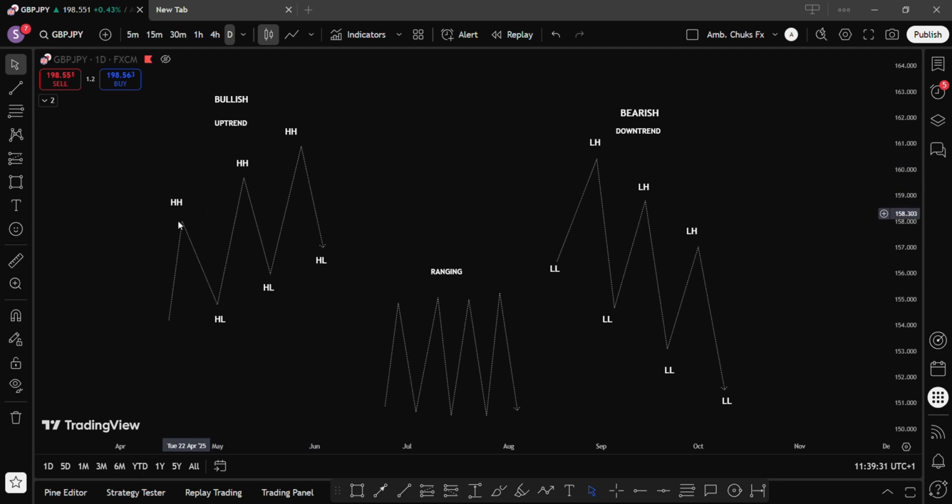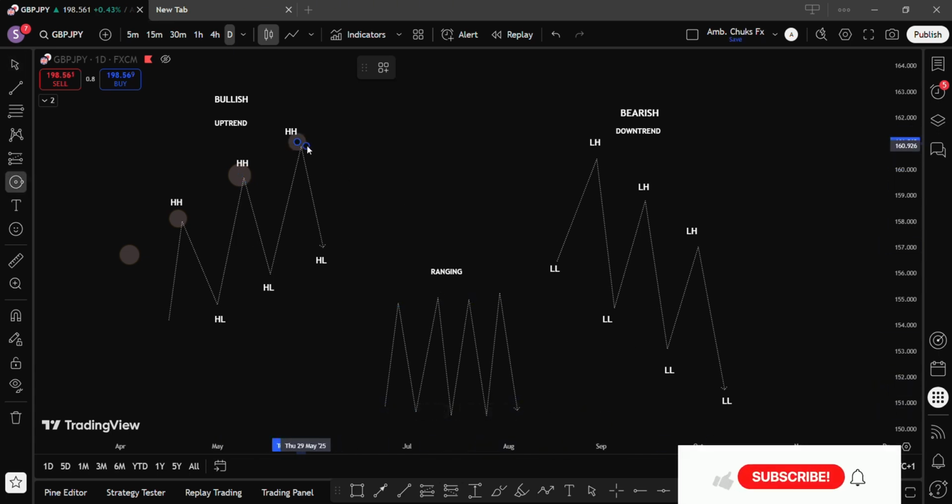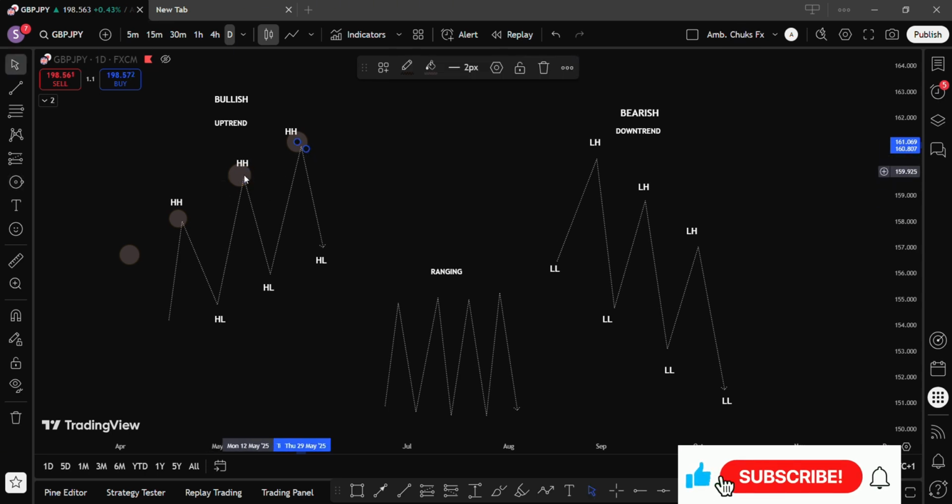What does higher high mean? It means that this particular high here, right, higher high, there is another high below that this one here is higher than. That's why it's called higher high. Then the same thing in this one, this high here is higher than this one. That's why it's called higher high. The same thing with this one. This high here is also higher than this particular one.